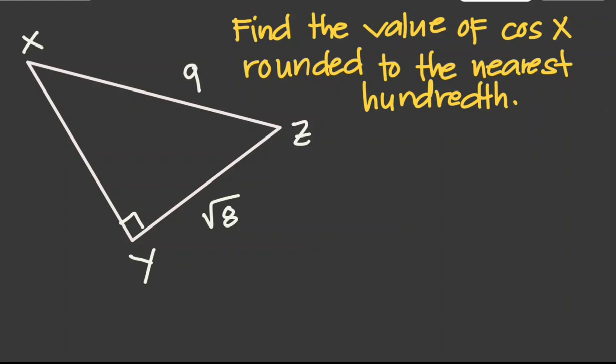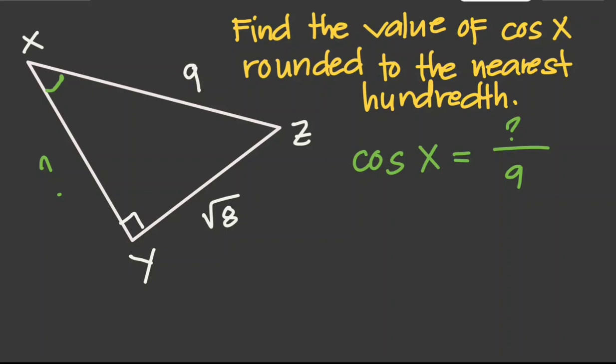Okay, the next problem. Find the value of cosine x rounded to the nearest hundredth. So cosine of x is just equal to the adjacent side over the hypotenuse. So this is our angle x. The adjacent side we don't have, over the hypotenuse, which is 9. So we need to find the other side first, the adjacent side of angle x.